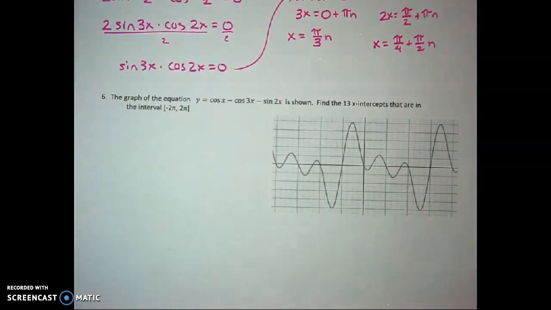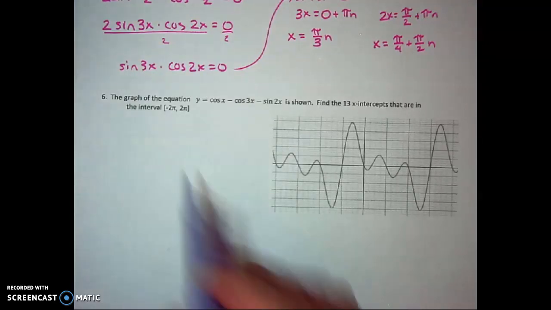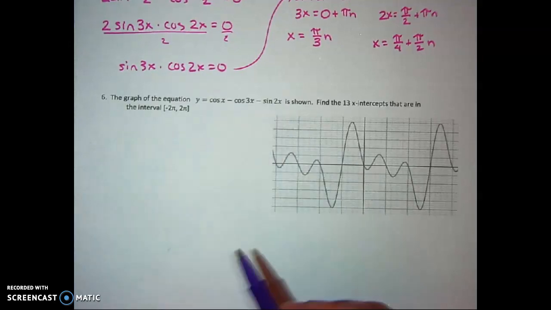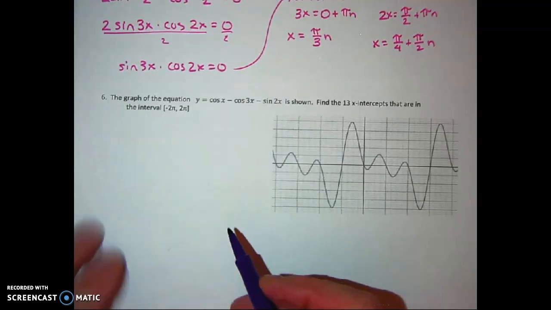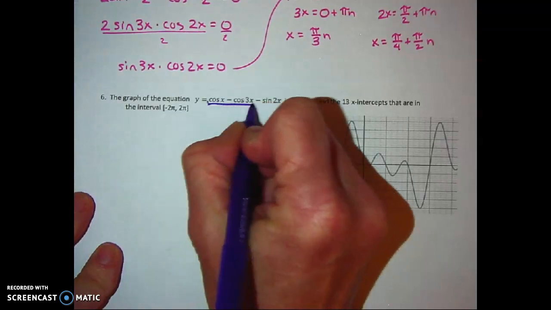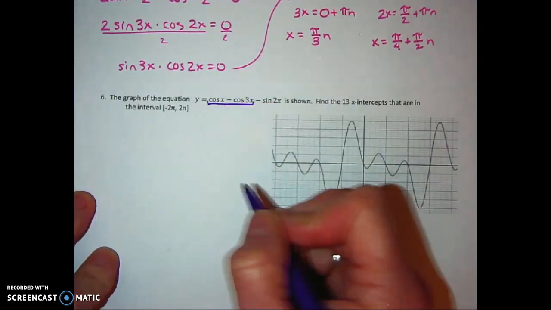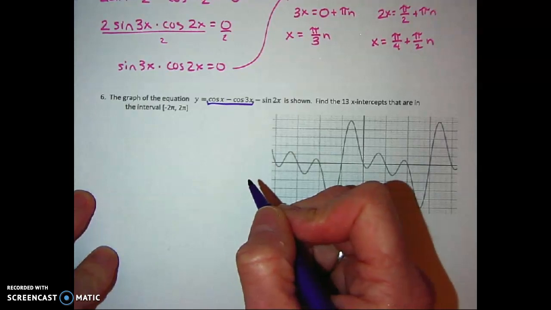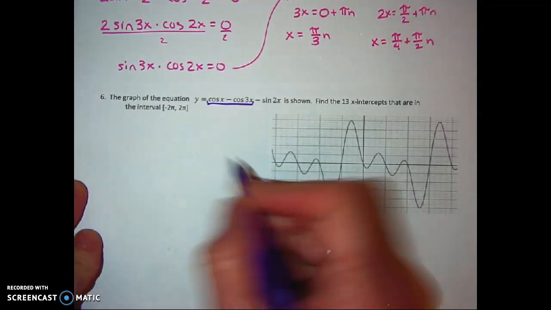And finally, we have this crazy graph of the equation y equals the cosine of x minus the cosine of 3x minus the cosine of 2x. And there are 13 x-intercepts in the interval from negative 2 pi to 2 pi, and we are going to find them all. So to begin with, I'm going to recognize that I have two cosines and I have a sine. If I look at all my formulas, I recognize that I can write that sum or difference as a product, and when I do that, it changes them into sine. So I'm going to do that.